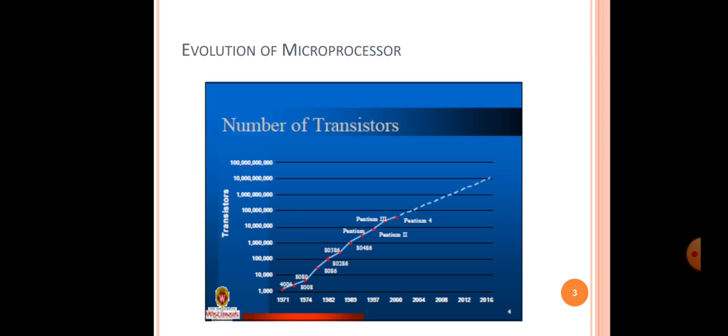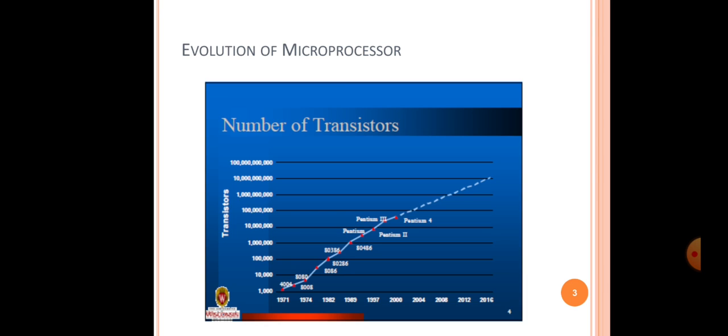I will tell you how they evolved, and how we got to the Intel Core i3 and i7 we are using now. Before that there were also Pentiums. After the 8086 there is the 80286, 80386, 80486, and then 80586, which involves Pentium 1, Pentium 2, Pentium 3, Pentium 4, and Pentium 5. Till now we are using up to Pentium 5.